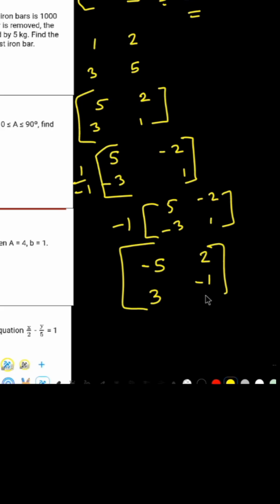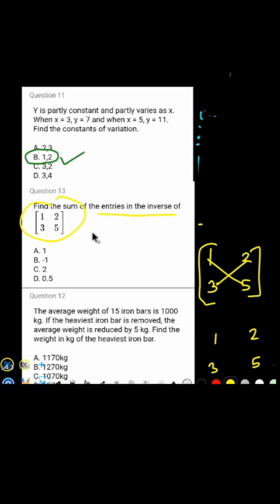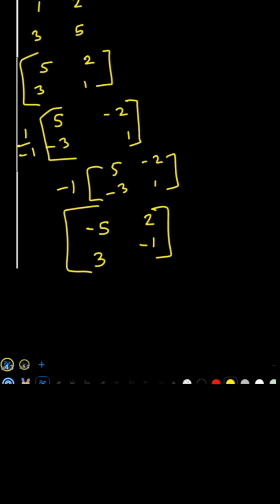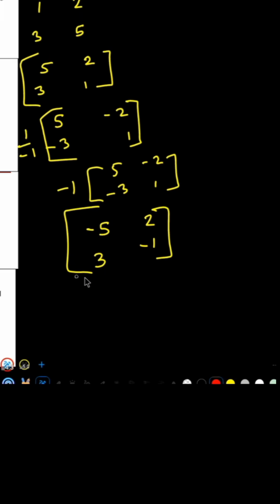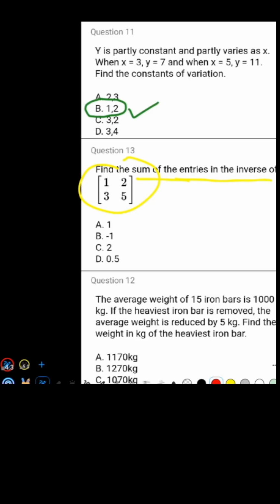So you have to find the sum. See it here, the sum of the entries. You understand? So this 2 plus 3 is 5. Minus 5 plus 5 is 0. So it will remain only minus 1. You understand? That's the sum. So final answer is minus 1. And you can see that that's option B.